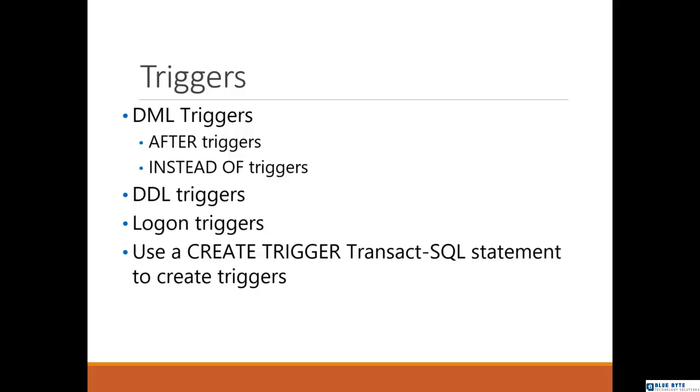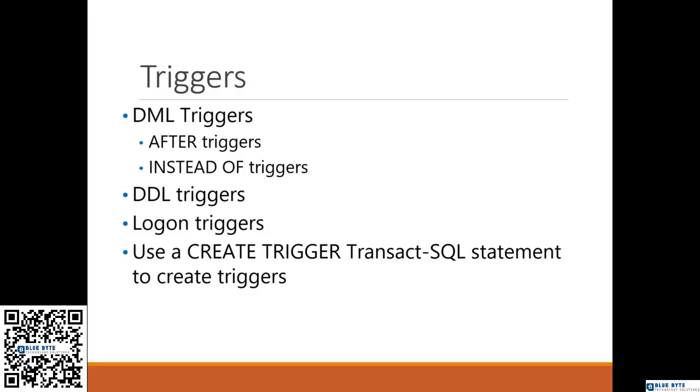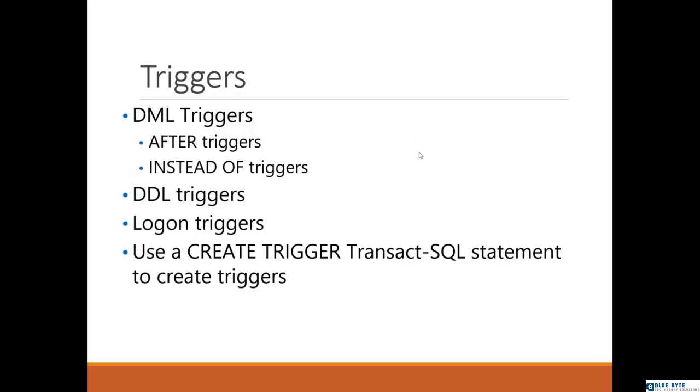alter, and drop statements, as well as the grant, deny, or revoke statements used to configure permissions. DDL triggers run in response to DDL statements that execute in the database. An example, you might create a DDL trigger to prevent the use of the alter statement to change a table. And the last type is logon triggers. This one is going to run in response to logon sessions at the level of the SQL Server instance. These kinds of triggers are usually used to audit logon activity. We can use the create trigger Transact-SQL statement to create triggers, and we will see how we do that again in the lab.